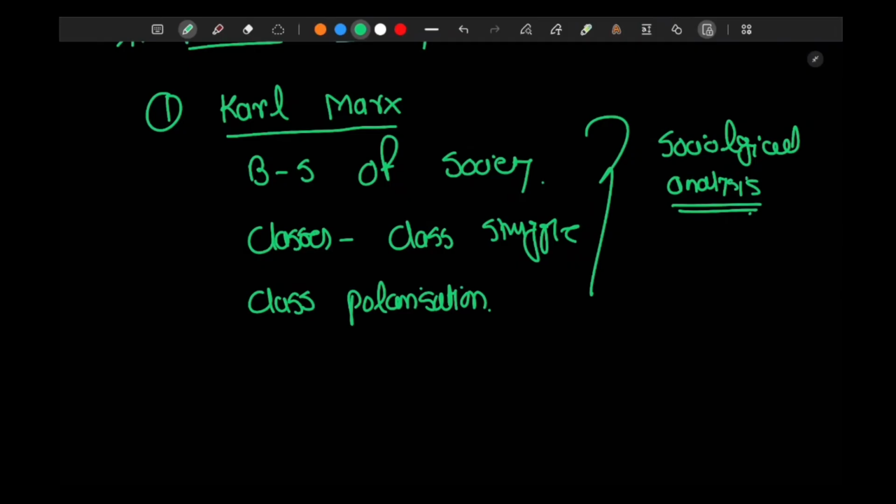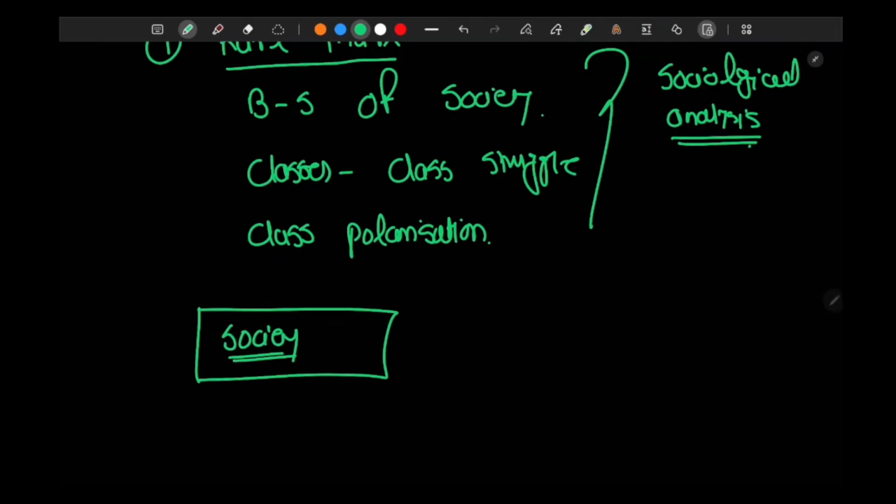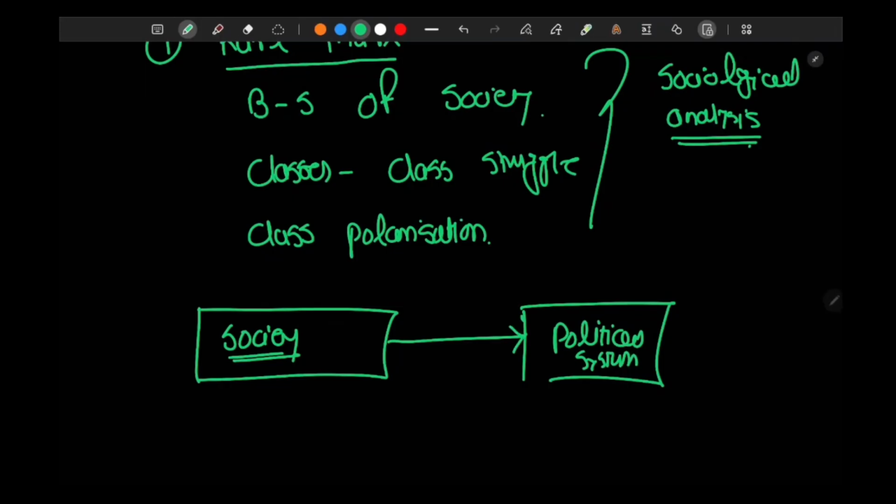So for Marx, society was an economic machine with an economic base, right? What Marx is basically trying to say is that society, which is economically divided, drives politics. Again, you have to understand every concept in this way. Some scholar will say something about society and how this analysis of society impacts the political system. That is the political sociology approach, right?